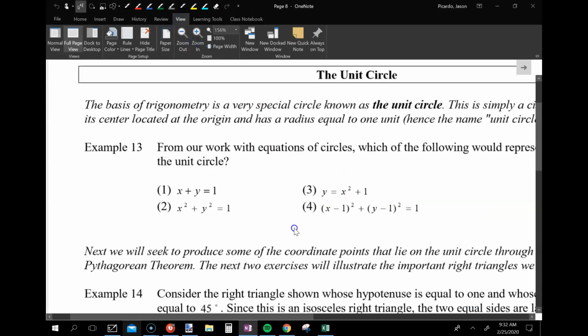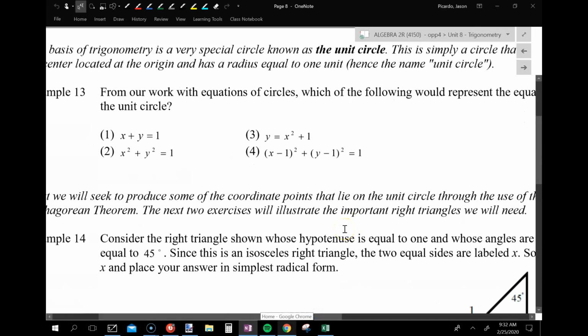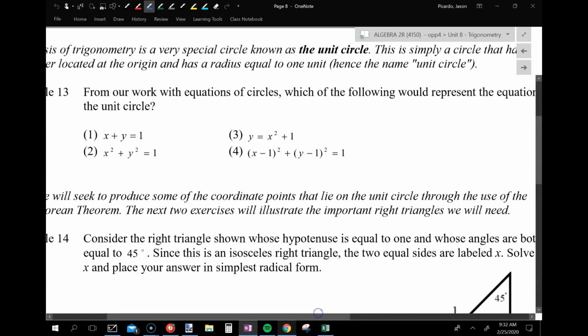Those of you that took Geo last year should be able to at least narrow down example 13 to 2 choices. What I want to do, guys, is find the equation of a circle that would represent the equation of a unit circle. Now, guys, the definition of a unit circle is one that is located at the origin with a radius equal to 1.